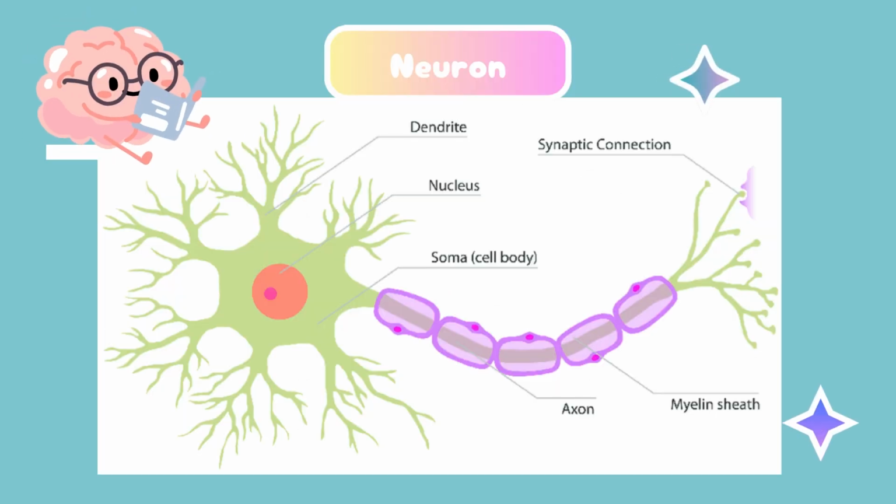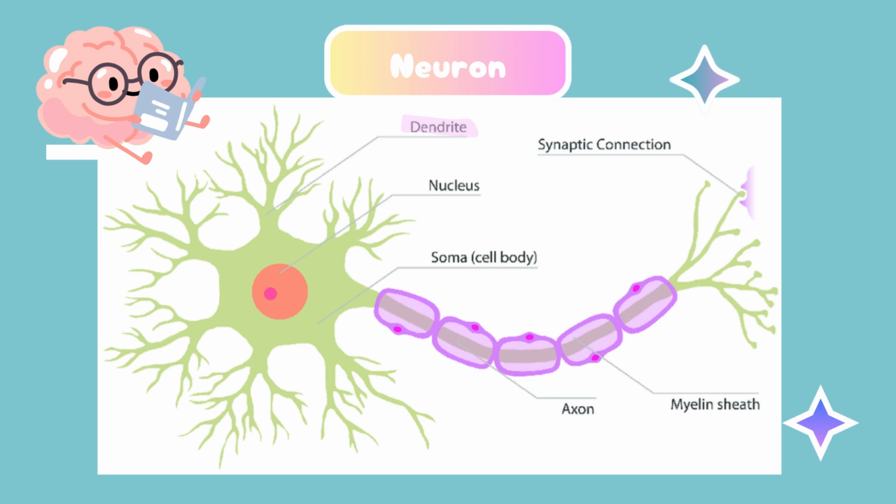A neuron has several key parts. First is the cell body. This is the main part of the neuron that contains the nucleus. Second is the nucleus. This resides in the cell body and contains the chromosomes that make up the neuron. Third is the axon. The axon is a long tail-like structure that transmits messages away from the cell body.